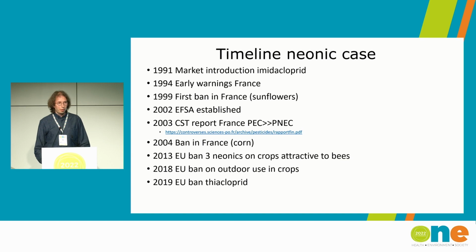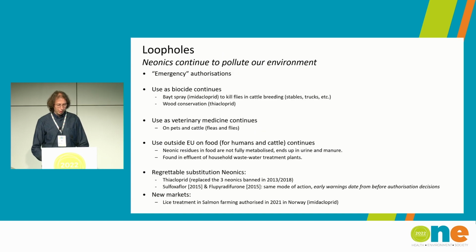Until 2013, the EU starts reacting on the early warning signals, but then it's late action. The three neonics were banned in crops attractive to bees in 2013, and in 2018 they were banned for all outdoor use in crops. And in 2019 also thiacloprid, a fourth neonicotinoid, was banned for health reasons.